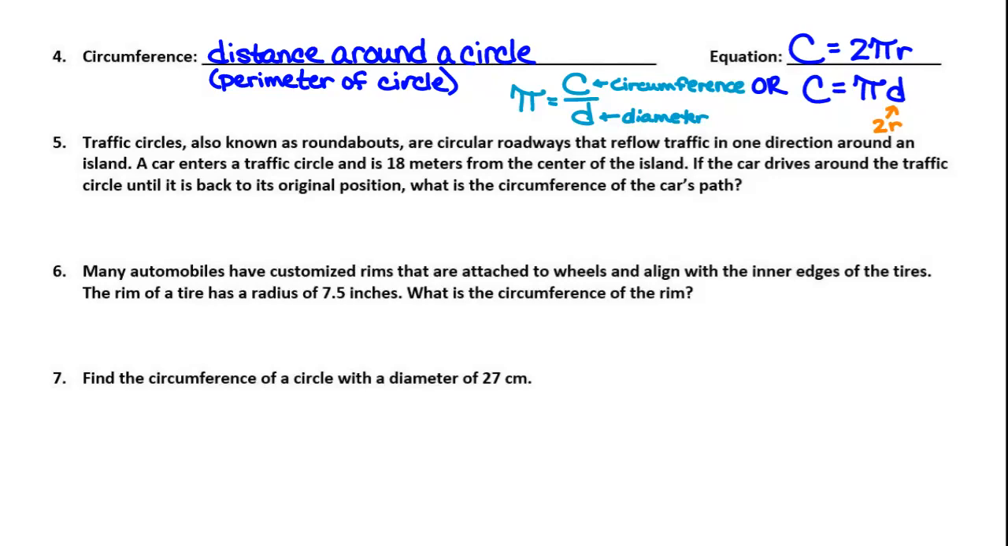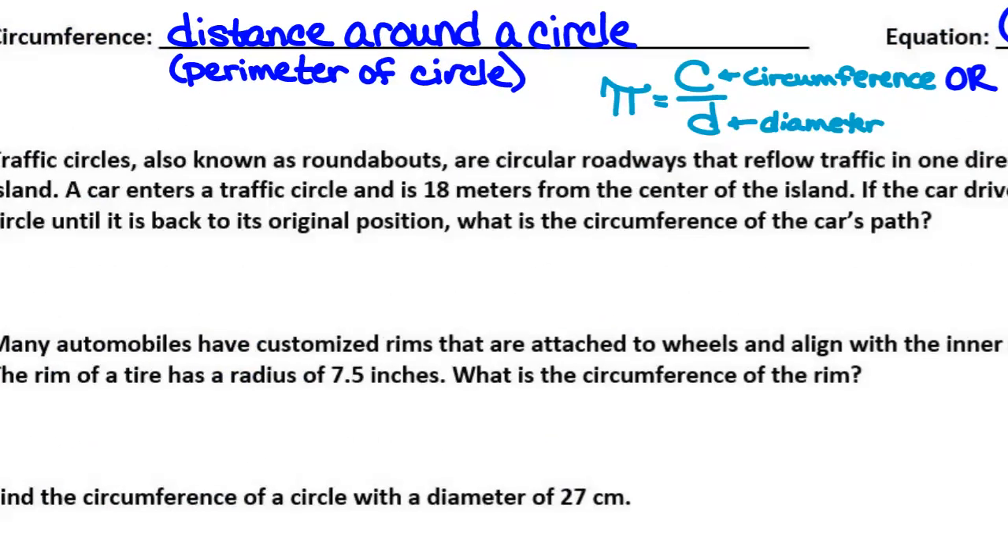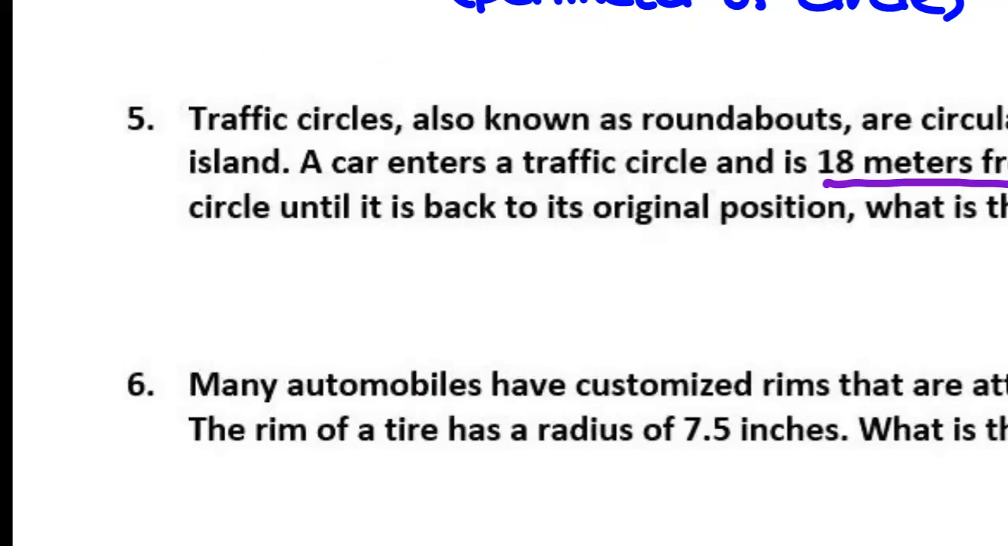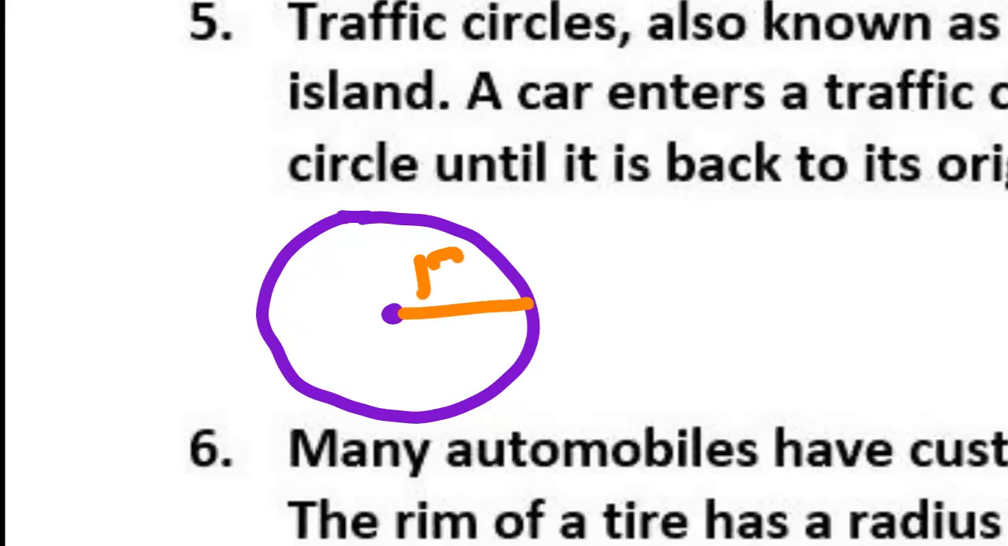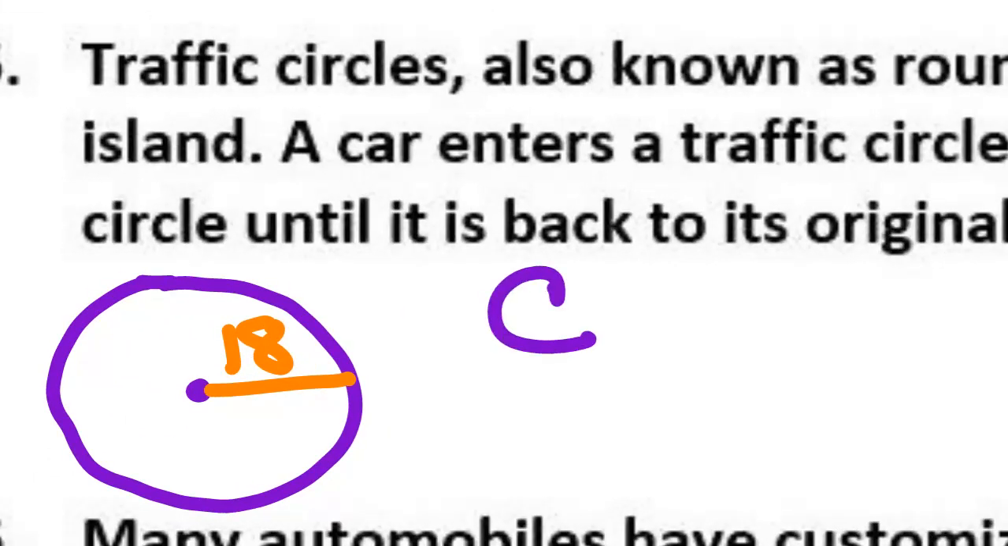A car enters a traffic circle and is 18 meters from the center of the island, which would be the centerpiece. That's what keeps you from just driving across it. So here's our traffic circle. Here's the center of it. And this distance here is 18 meters. If the car drives around the circle until it's back to its original position, what is the circumference of the car's path? So I'm going to write down my formulas for circumference.